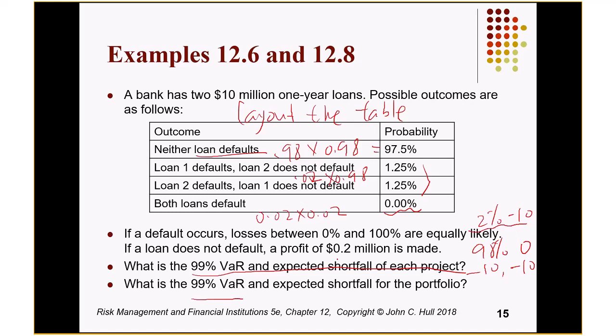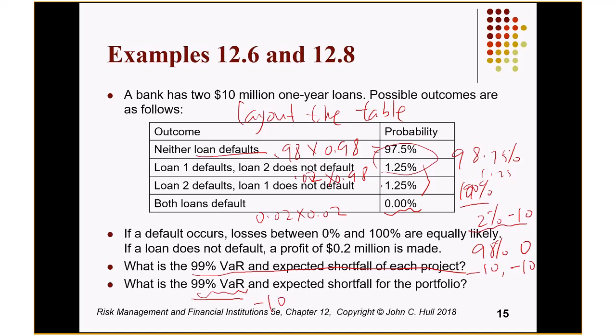What is the 99% VaR and expected shortfall for the portfolio? If you look at 99%, you need to add those, right? So this added to that would be 98.75. Then if you add one more, right, 1.25, that would be 99.99%. It's almost 100%. Okay, so the 99% VaR will be that you only lose one.